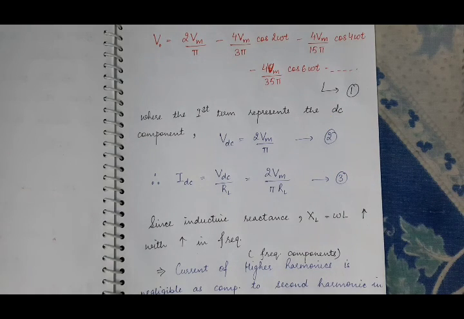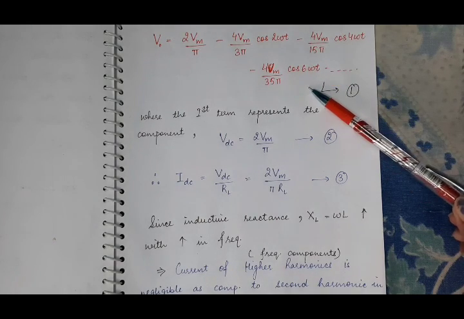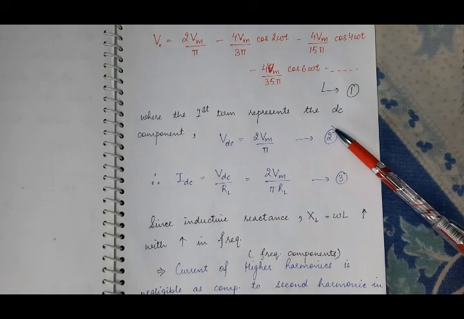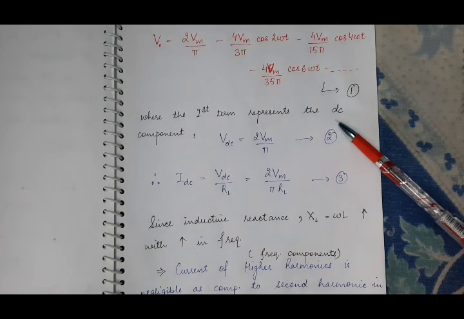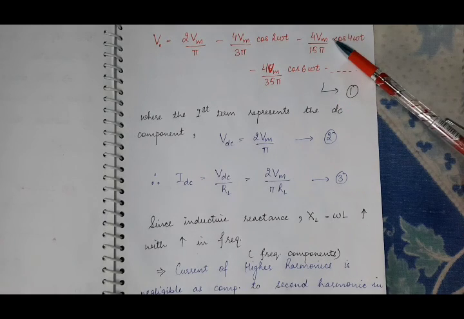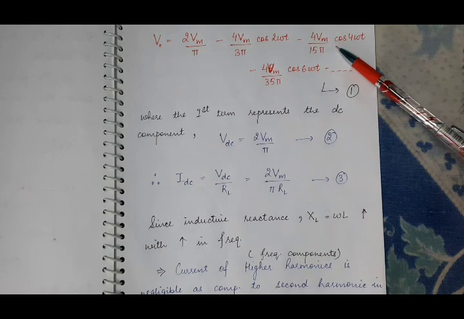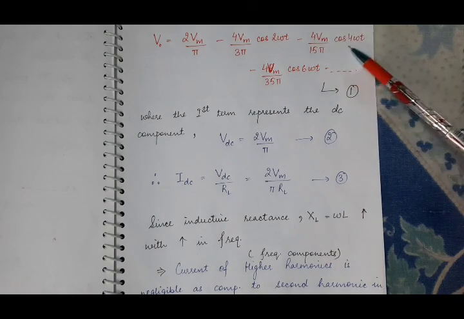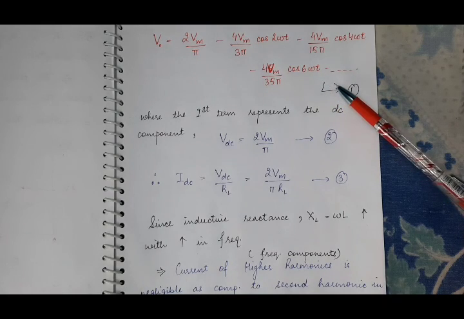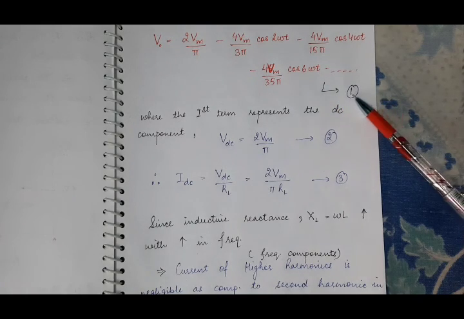So as the frequency increases, inductive reactance, or the opposition offered by the inductor to these frequency components, will also increase with the increase in frequency. It means the inductor will offer very high opposition to this component than this. And this inductor will offer high opposition to this component than this. So in this way, very high opposition will be offered by the inductor to the higher harmonics.